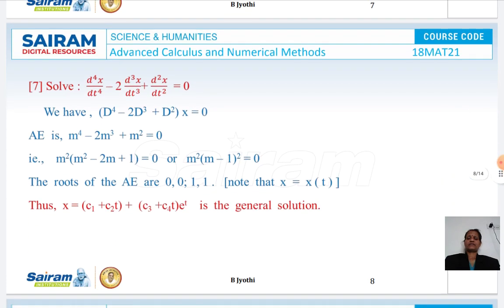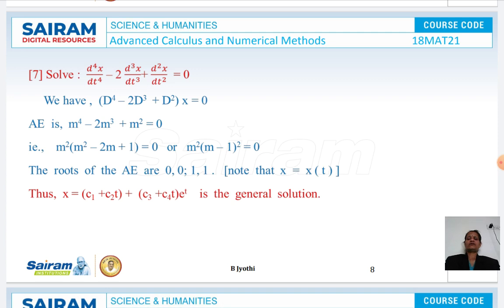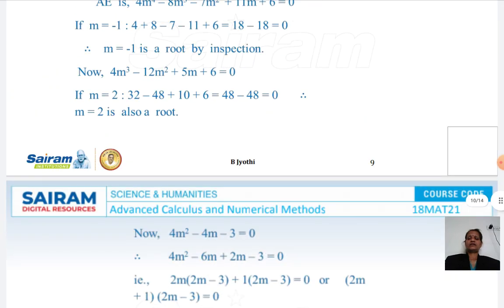Next question. d^4x/dt^4 - 2 d^3x/dt^3 + d^2x/dt^2 = 0. On reducing, the auxiliary equation is m^4 - 2m^3 + m^2 = 0. Taking m^2 common, we get m^2 (m^2 - 2m + 1), whose roots are 0, 0 and 1, 1. Therefore, x = c1 + c2t + (c3 + c4t)e^t. That's the general solution. Next problem.